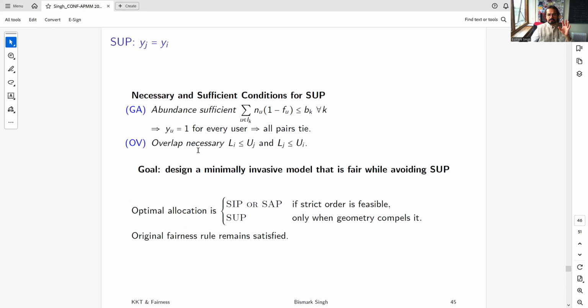Our goal is to design a model by taking the original model and making minimal changes to it, but avoiding this SUP. The direction we are moving towards is that the optimal allocation, if the strict order is feasible, would enforce either an inappropriate priority or an appropriate priority, but in the strict sense. The unclear priority would only come when the geometry of the model is forcing it to. The advantage is that the fairness setting will remain satisfied.